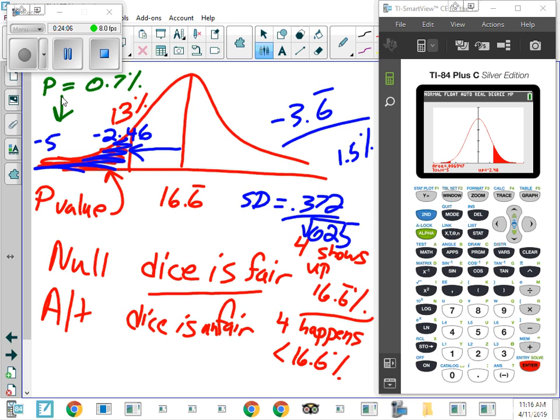Okay, so what do I tell the casino? Your dice is unfair. And in statistical language, we would say that the difference between the number of 4s that you get and the number of 4s that you should get is highly significant because we're less than 1%. So we do think that that dice is unfair. Okay, any questions on that? All right, next page.